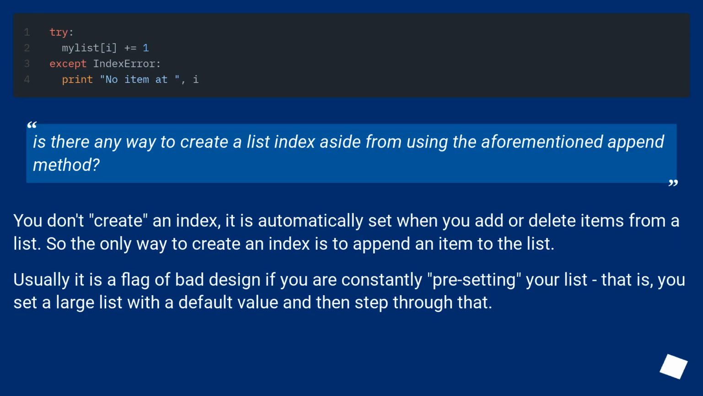Is there any way to create a list index aside from using the aforementioned append method? You don't create an index, it is automatically set when you add or delete items from a list. So the only way to create an index is to append an item to the list. Usually it is a flag of bad design if you are constantly presetting your list, that is, you set a large list with a default value and then step through that.